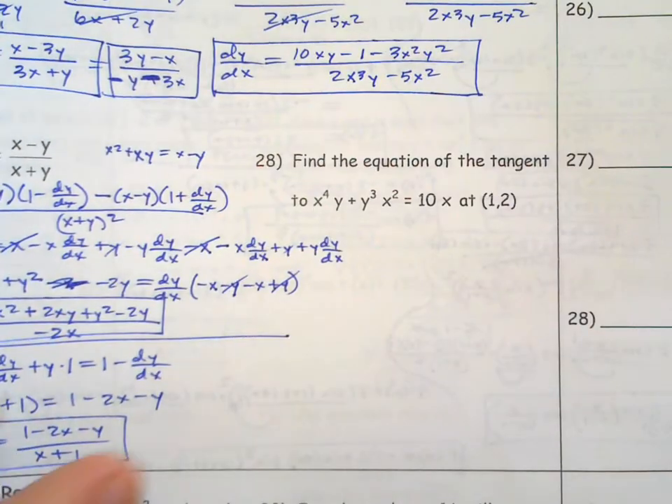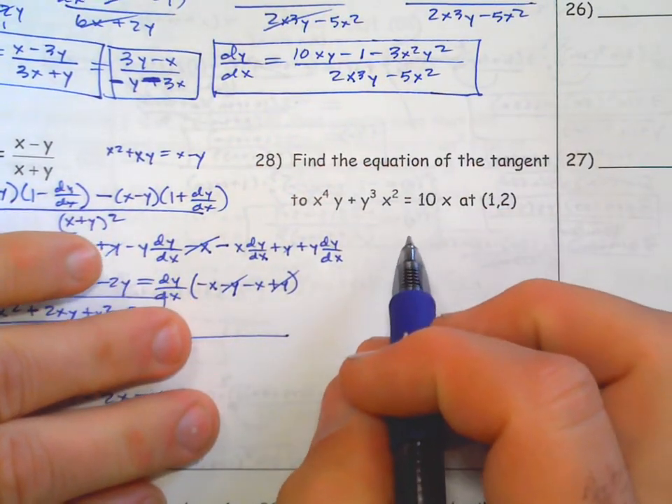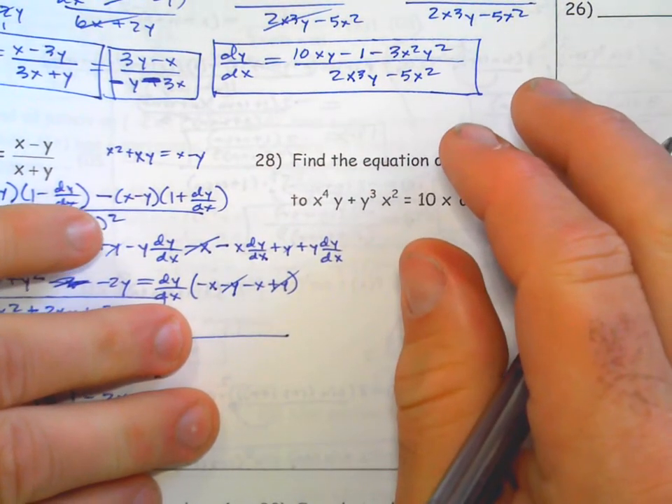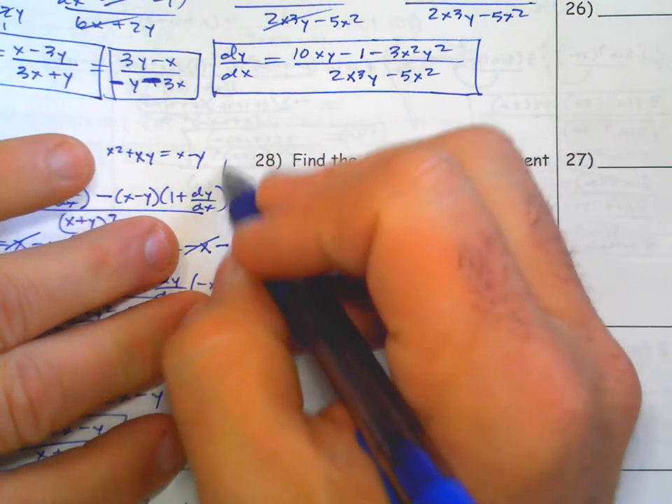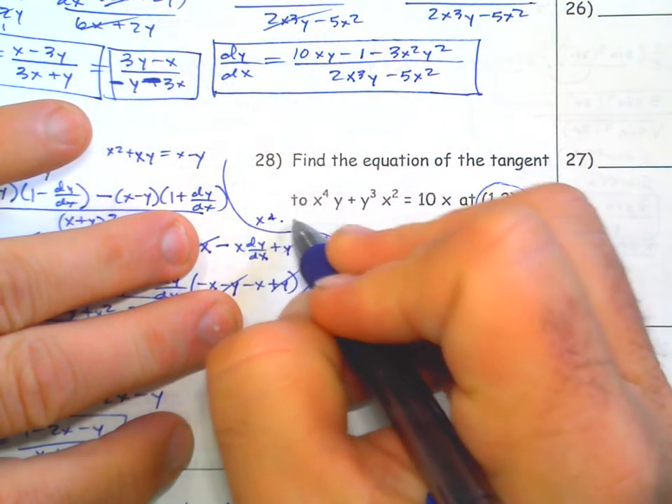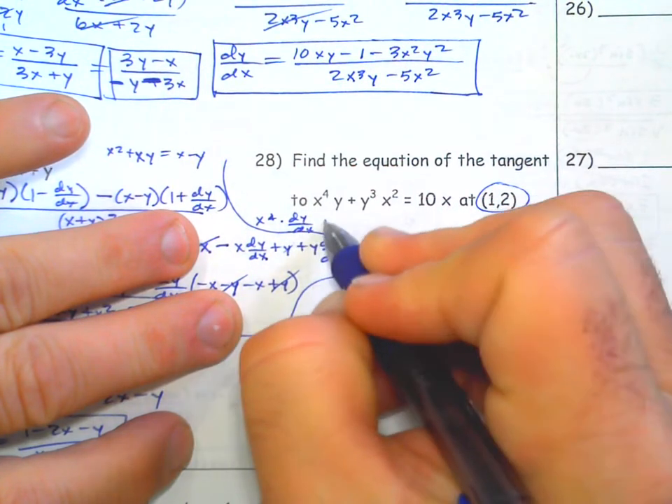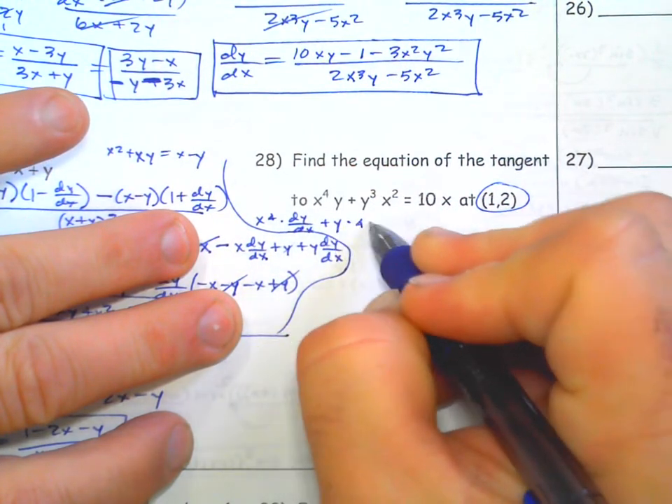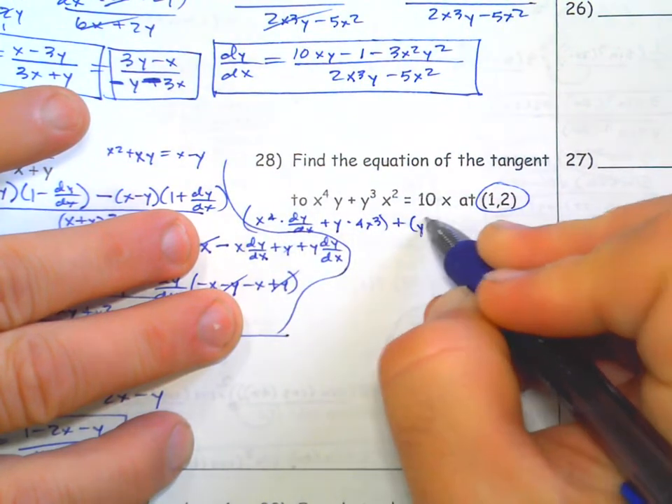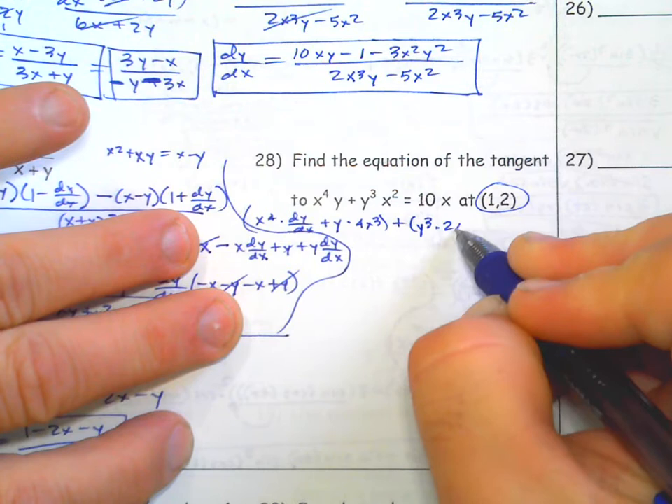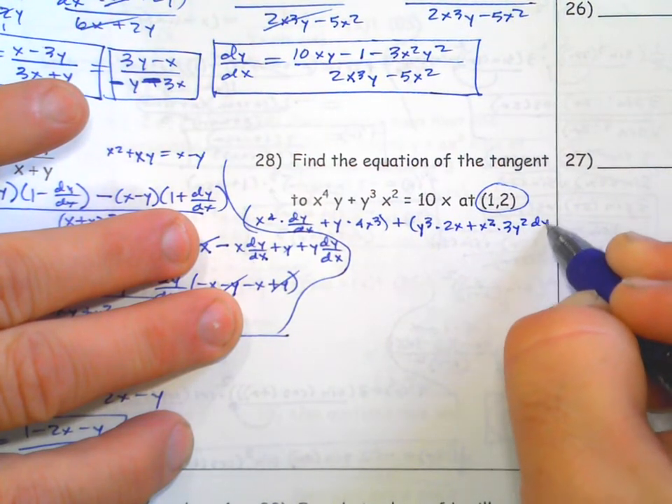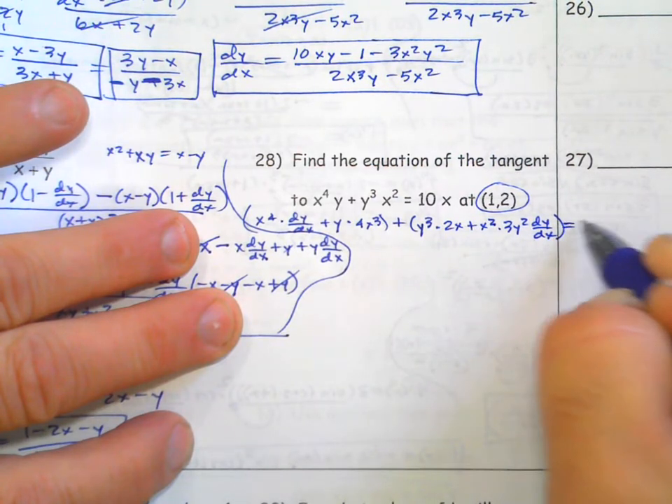28, find the equation of the tangent line. Okay, well, we've got a point. All we need is a derivative, and then we're done. So we do the derivative. It's going to be x to the fourth times the derivative of y, which is dy dx, plus y times the derivative of x to the fourth, which is 4x cubed, plus y cubed times the derivative of x squared, which is 2x, plus x squared times the derivative of y cubed, which is 3y squared dy dx, equals 10.